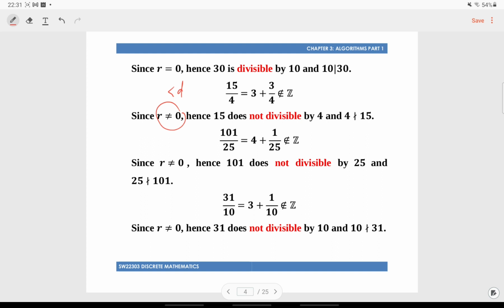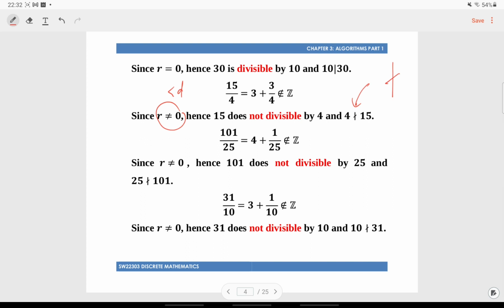Since the remainder is not equal to 0, we can say that 15 is not divisible by 4, and also 4 does not divide 15. So we have this kind of notation, which is the negation of divides. Same goes with the next case, 101 divided by 25.